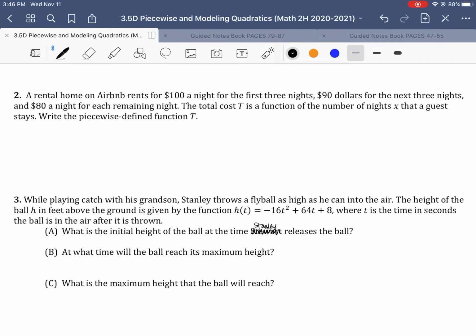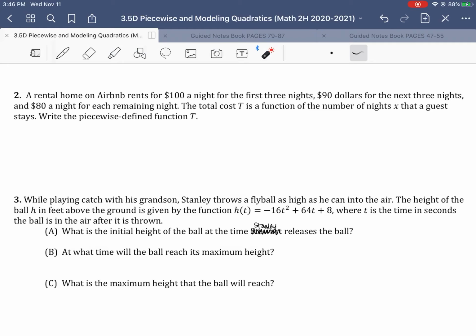Okay, the second type of application that you're going to see quite a bit, very common with quadratics, or I guess a very common application that we can practice at this level of mathematics, is quadratics with maxes and mins and other things related to that. So if we look at number 3, I'm going to read through the whole thing so we know what we're looking for, and then we'll come back and use the function as needed.